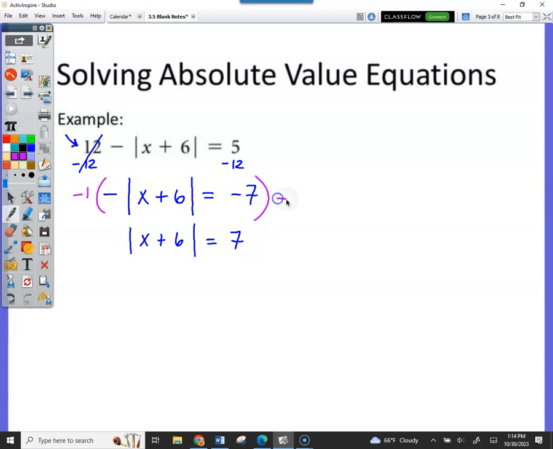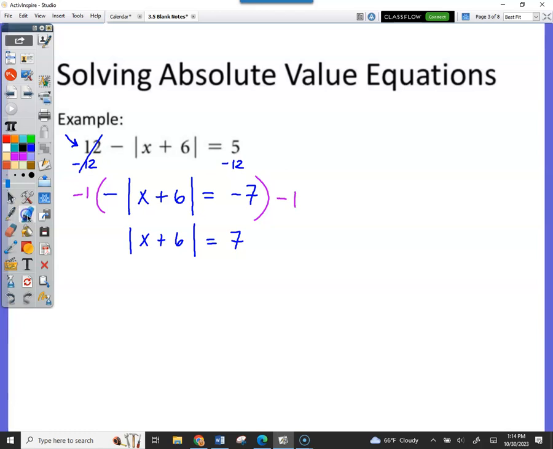I like to multiply. I prefer multiply, because it's 1. 1 doesn't change anything. It just takes away the negative. It's the same thing. You can only do that with 1 and negative 1. Alright, now we're at bars by themselves equals a number.